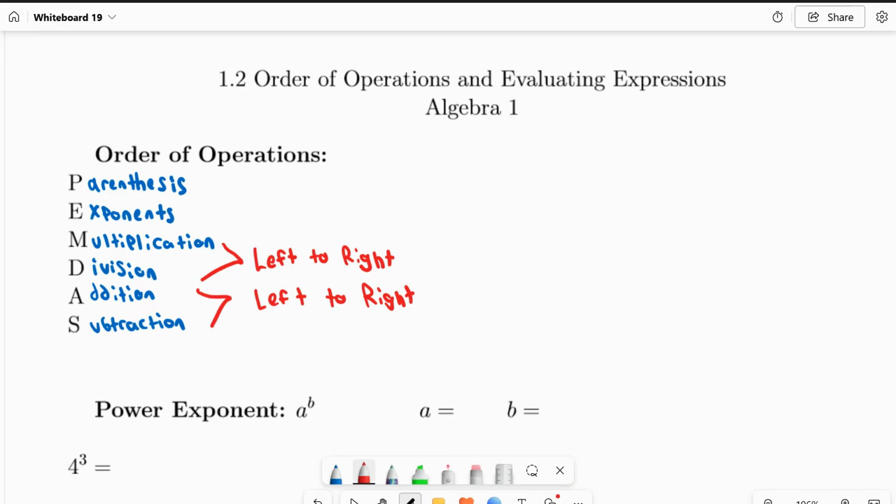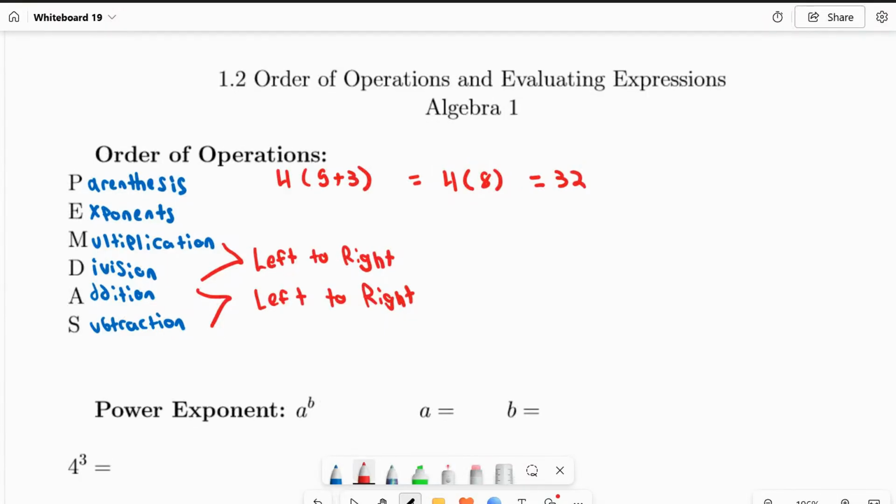So starting with parentheses, if I gave you an expression like 4 times parentheses 5 plus 3, remember you always start with inside the parentheses. So we're first going to do 5 plus 3, which gives us 8. So 4 times 8 gives us 32.